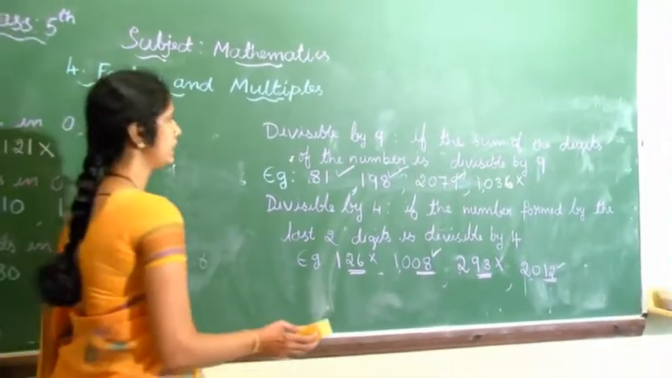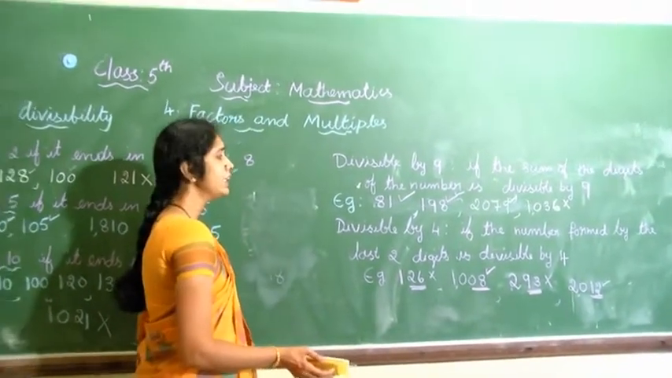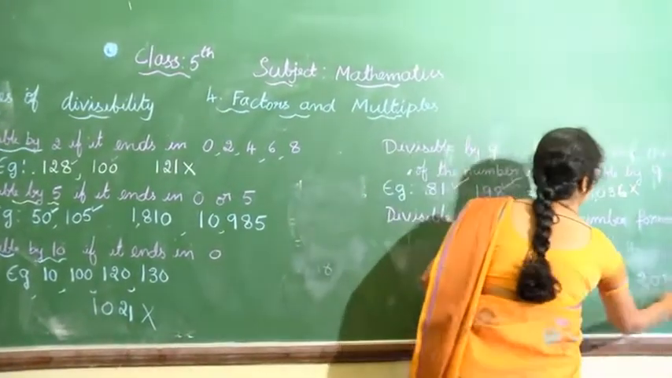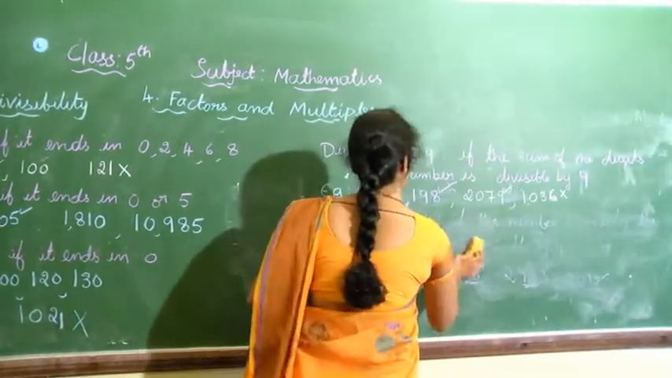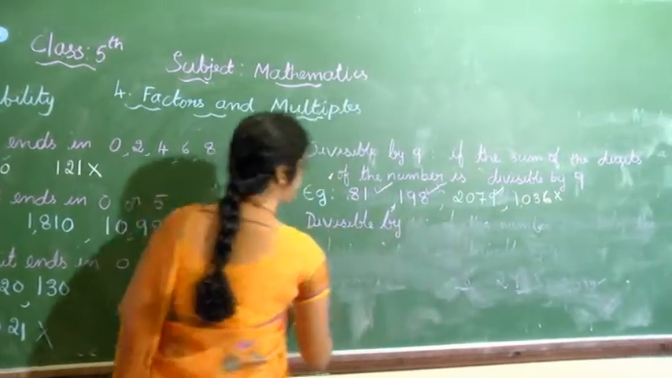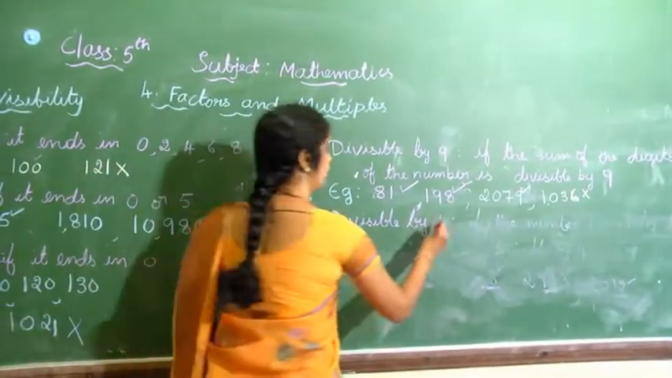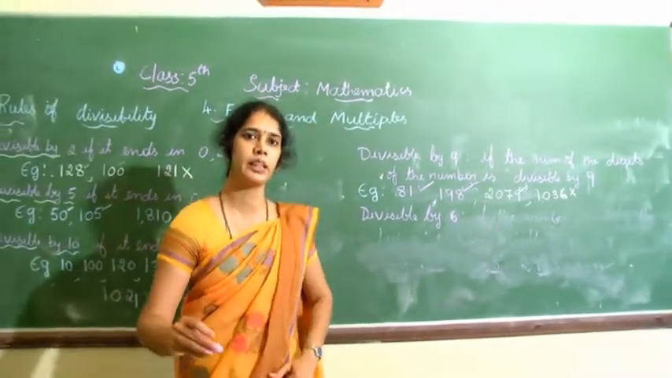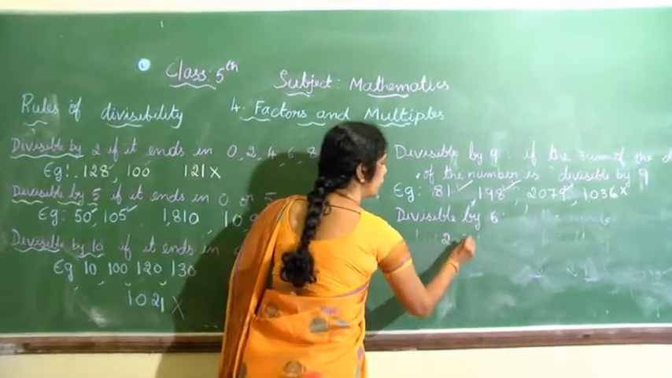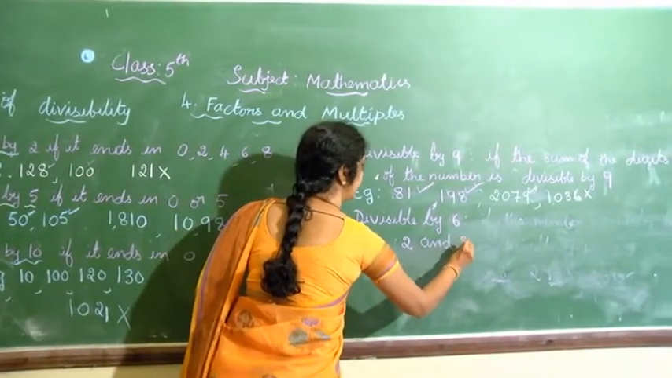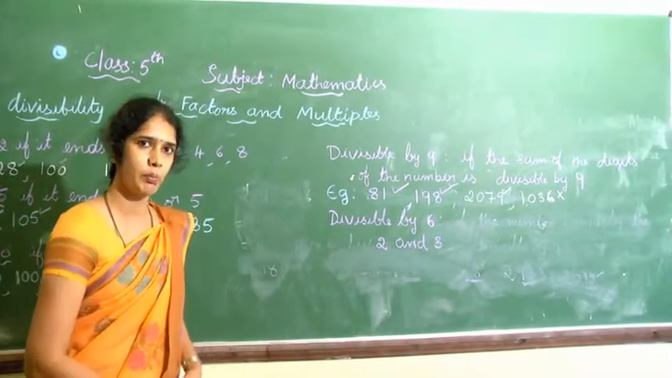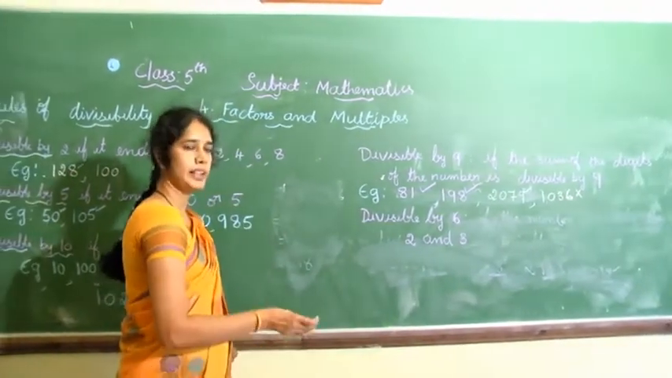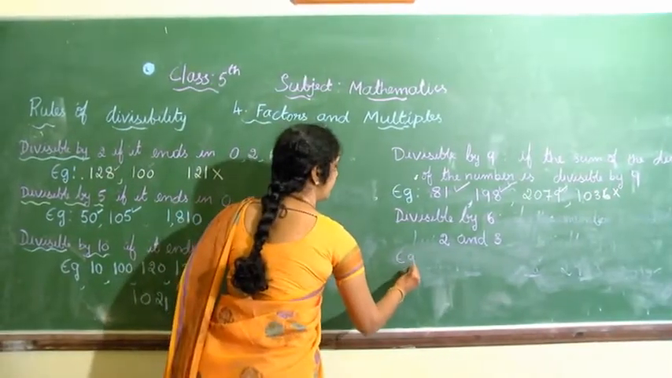Now next, divisibility by 6. When can I tell a number is divisible by 6? If it is divisible by both 2 and 3, then I can tell that it is divisible by 6. Okay, we'll check one example.